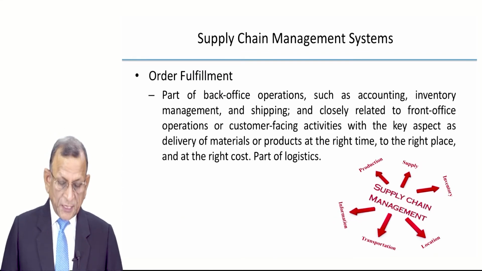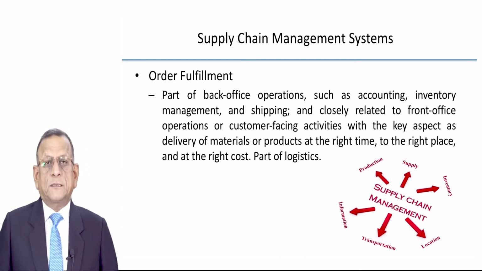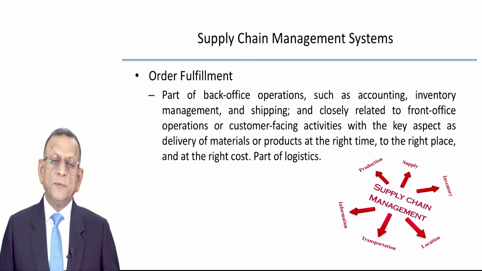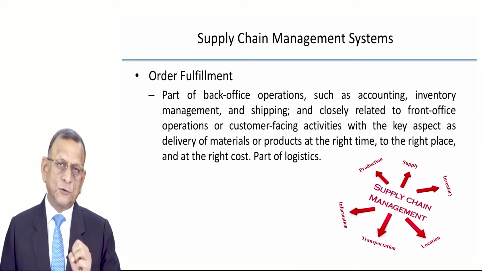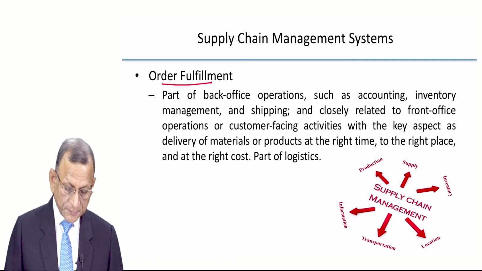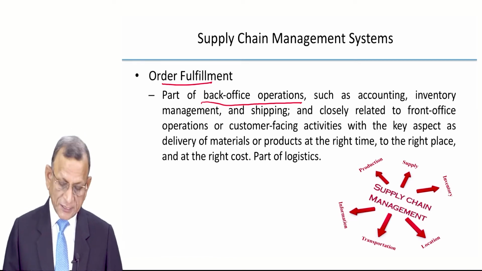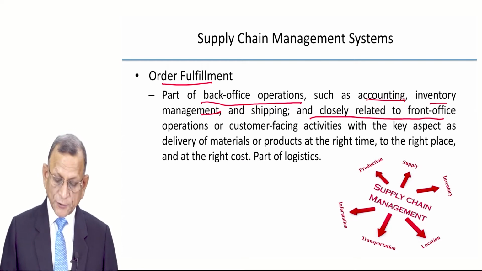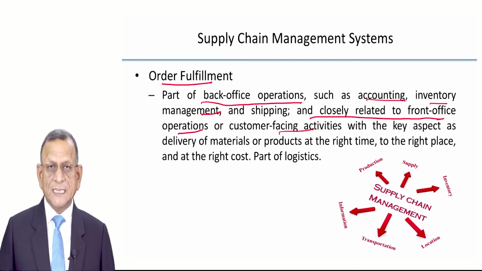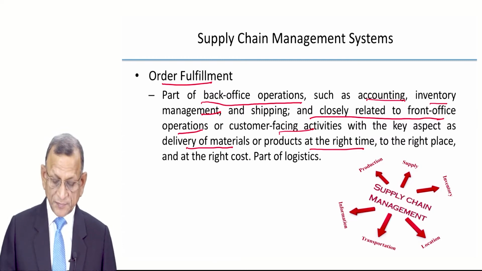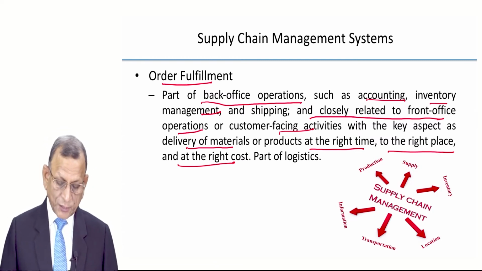Two, to increase control over processes in order to achieve optimal inventory levels, cycle time, and customer service. What is this order fulfillment? I have used this term. We have certain steps in this order fulfillment. Let's talk about it. Order fulfillment is a part of back office operations such as accounting, inventory management, shipping, and closely related to front office operations or customer facing activities, with key aspects such as delivery of material or products at the right time, to the right place, and at the right cost, which is a part of logistics.